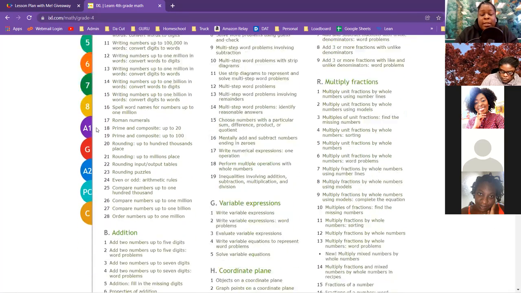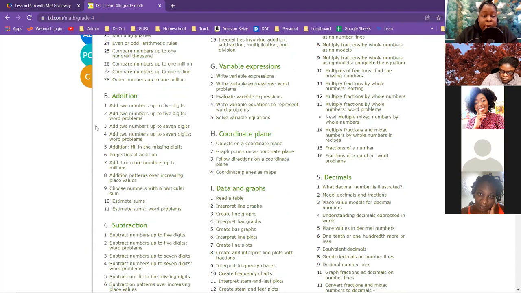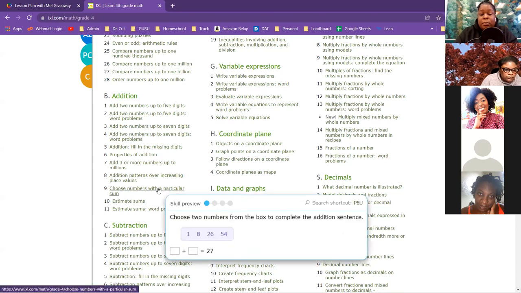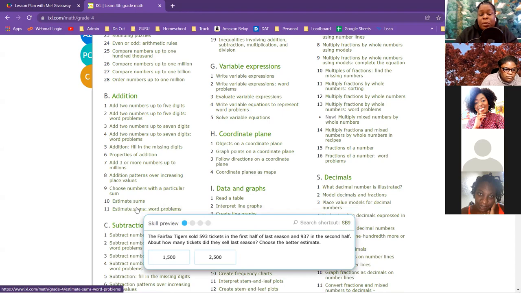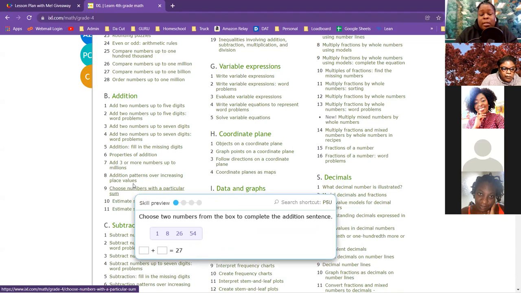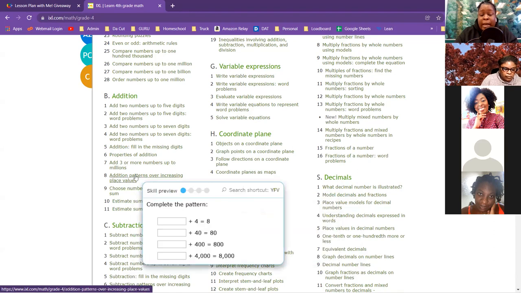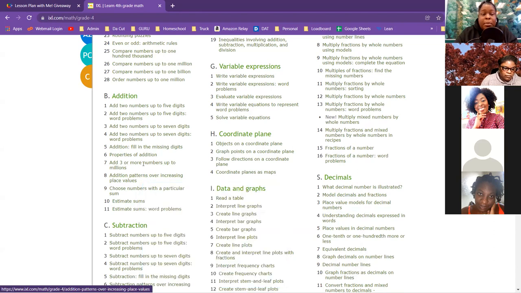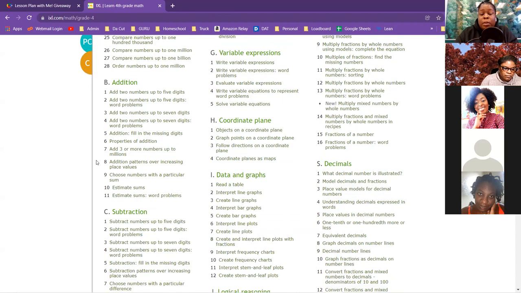Okay. So let's skip that and go to something else. We're talking about addition right here. Adding 2 numbers up to 5, word problems, 2 numbers up to 7 digits. This right here, I probably would group all of this together because at my son's age, none of this should be an issue for him. Maybe the estimations I would pull out. Choosing the numbers with a particular sum, okay? Adding patterns over increasing place values, I probably would pull that out. I wouldn't have him do that, but that's basically how you can use that pre-planned material to do the basics, okay?